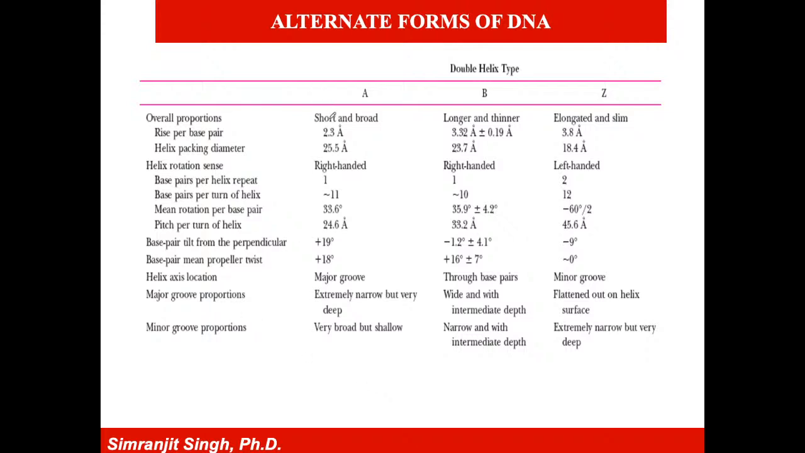So the A-DNA is short in height, but it's broader. B-DNA is longer but thinner, whereas the Z-DNA is elongated and slim. So these are the main proportions of it. How is it short and broad? It's the rise per base pair. Within two nucleotides, the distance is 2.3 here, 3.32 here, and 3.8 here. This is the widest, the longest rise distance between two nucleotides. This is somewhere in the middle. This is the smallest, 2.3.